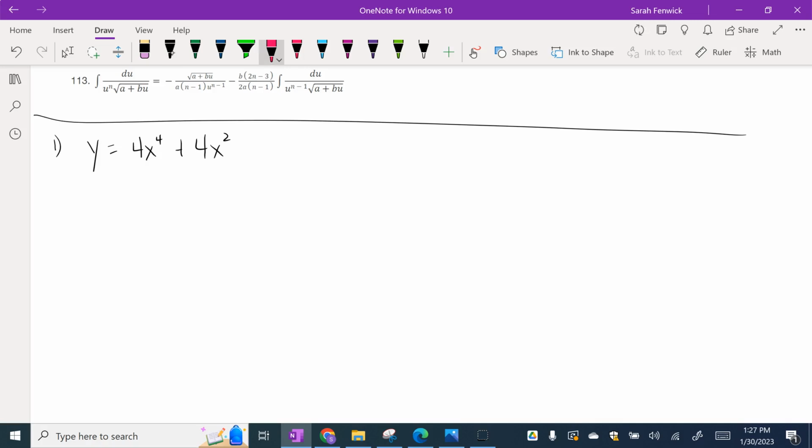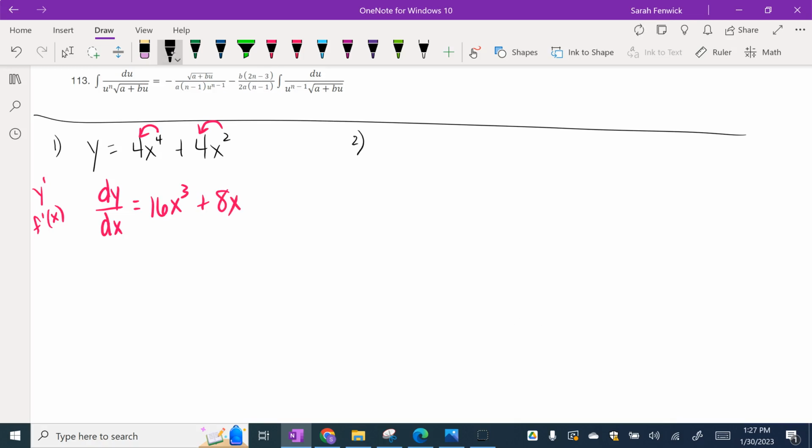To find the derivative, I could write it as y prime. I could write it as f prime of x, but I don't recommend it if they didn't use f of x. I usually give myself a dy dx. Power rule, 16x to the third plus power rule, 8x.